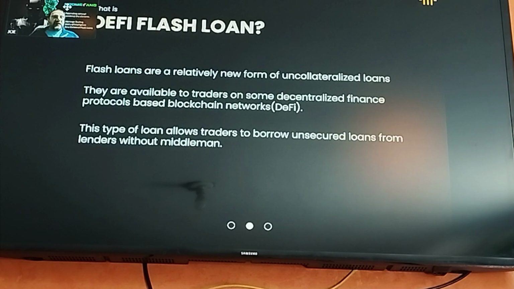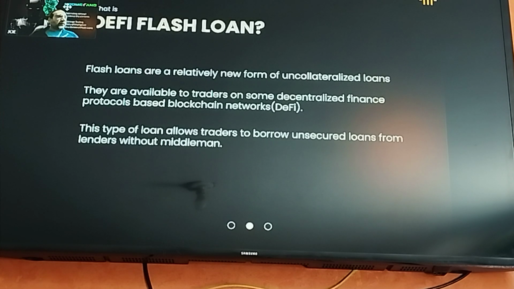DeFi flash loans. Flash loans are a relatively new form of uncollateralized loan. They're available to traders on some decentralized finance protocol-based blockchain networks. This type of loan allows traders to borrow unsecured loans from lenders without a middleman. Unsecured loans, uncollateralized. Definitely 2 words you want to be writing down.